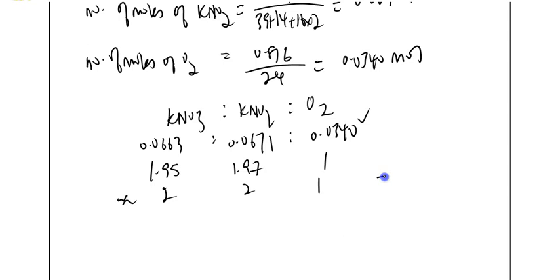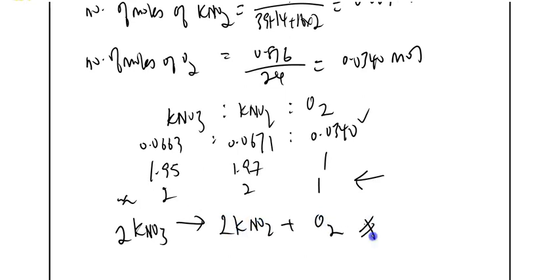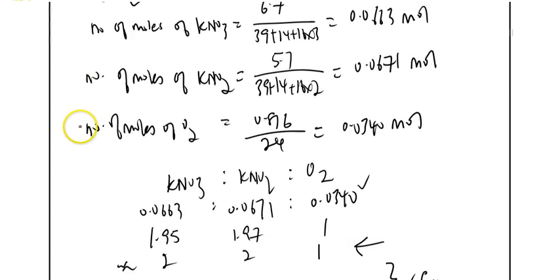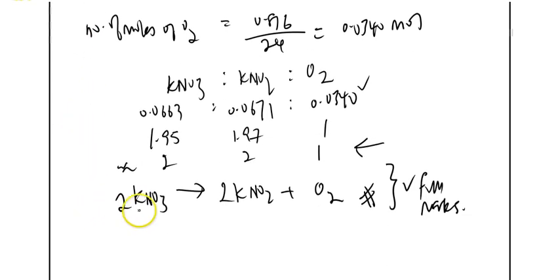So with these values here, I can now write the equation. 2 KNO3 will give me 2 KNO2 plus 1 O2. So this way, you will get the full marks for the question. You cannot jump the gun to give the equation in the first step and then say that's the answer. Okay, you must calculate everything out stepwise and then conclude that this is the overall equation.